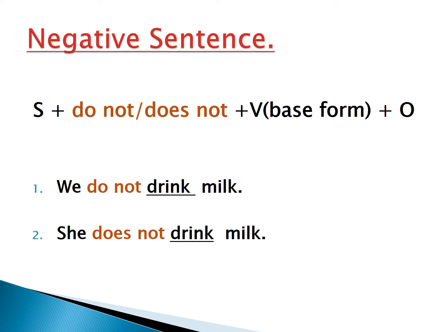In a negative sentence, in simple present tense, we have subject, then we have to use do not or does not, the verb and object. We do not drink milk. She does not drink milk. We use does not with he, she, it, or singular nouns.